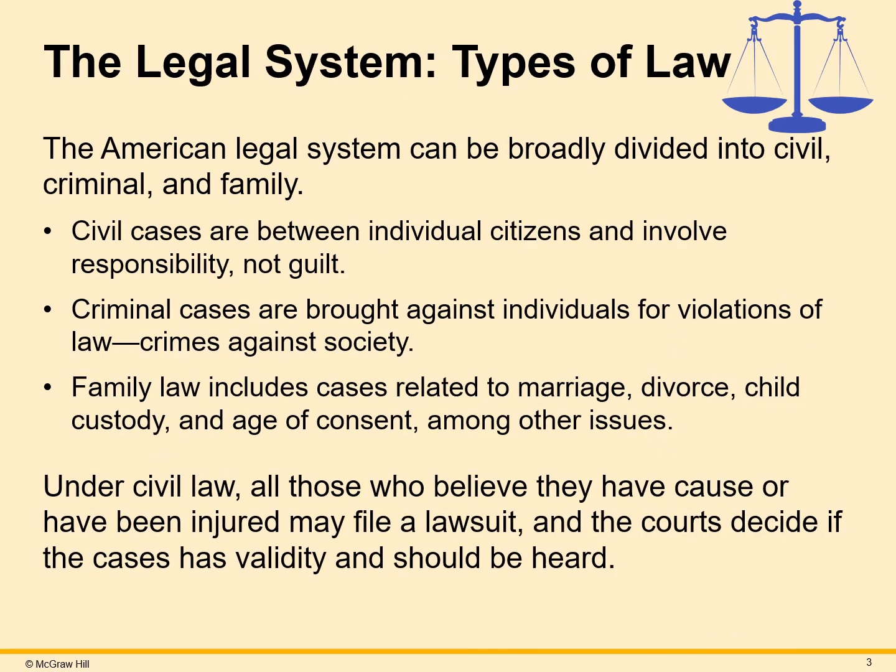Let's begin with understanding the legal system. The American legal system can be broadly divided into civil, criminal, and family. Civil cases are between individual citizens and involve individual responsibility, not guilt. Criminal cases are brought against individuals for violations of the law, crimes against society. Family law includes cases related to marriage, divorce, child custody, and age consent, among other issues.